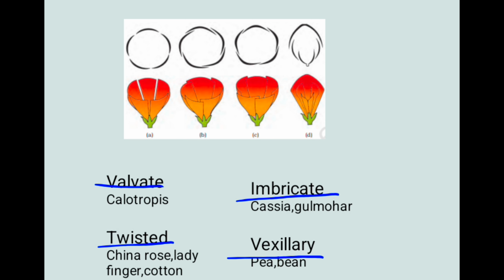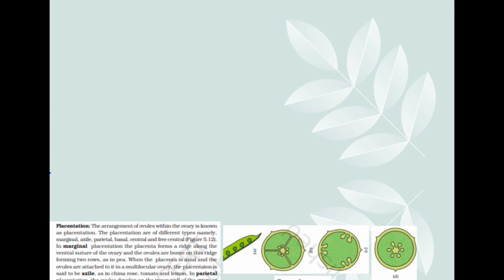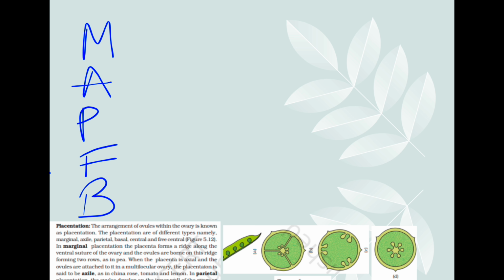Jog up your memory, guys. Yes, we have read this example in zygomorphic symmetry: vexillary aestivation. It is found in pea and bean. Standard, wings, keel. Placentation: marginal, axile, parietal, free central, and last is basal.